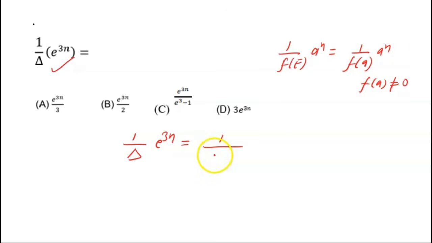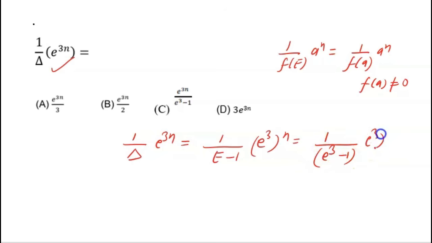So I can write delta e minus 1 and e to the power 3n, so e cube to the power n. So I will write 1 by, and in place of a now, you notice a is e cube, so here capital E will be replaced by e cube. E here is the exponential e, so e cube minus 1, and here it will be like e to the power 3 to the power n.